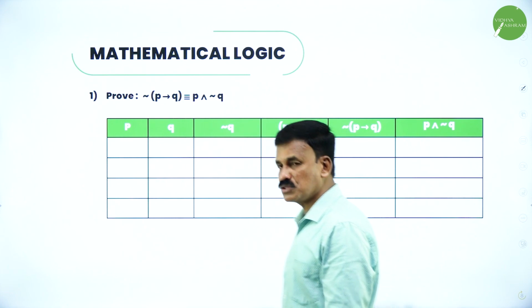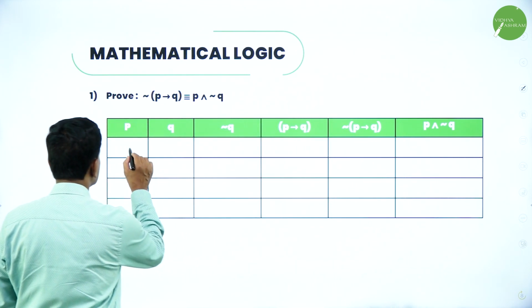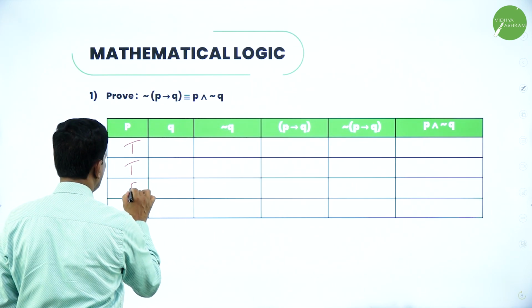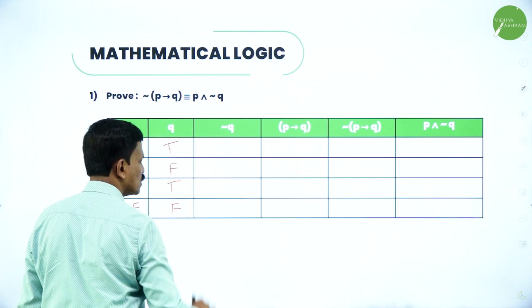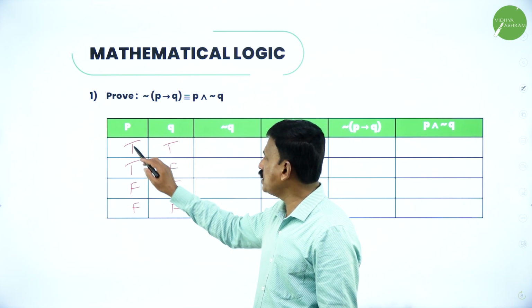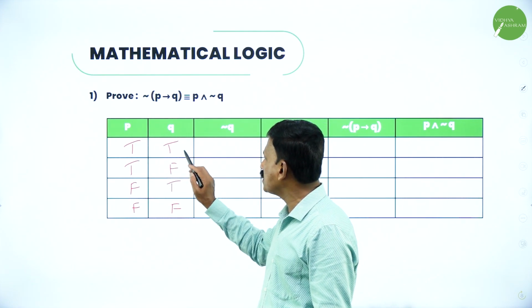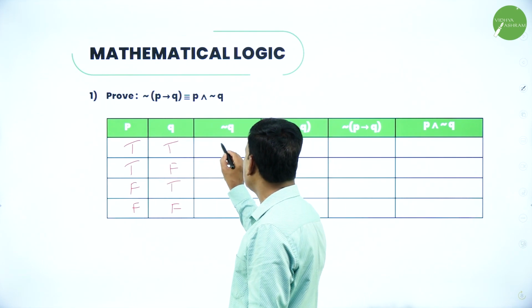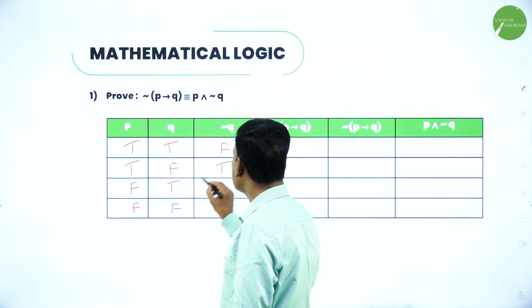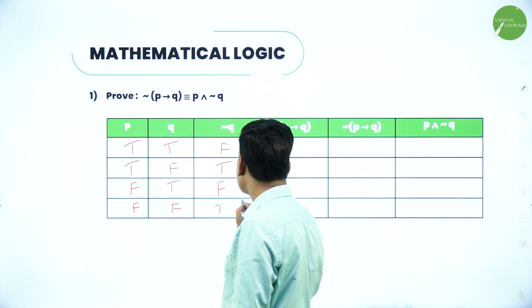Okay. Now, what are the truth values? As you know, the truth values for P are T, T, F, F. For Q it is T, F, T, F. Now, write down the negation of Q. Negation of T is F, of F it is T, of T is F, of F it is T.